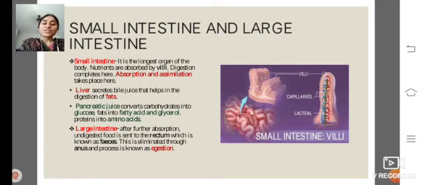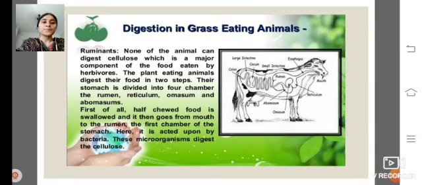Now, large intestine. After further absorption, undigested food is sent to the rectum, and the undigested food particles are known as feces. This is eliminated through the anus, and this process is known as egestion.